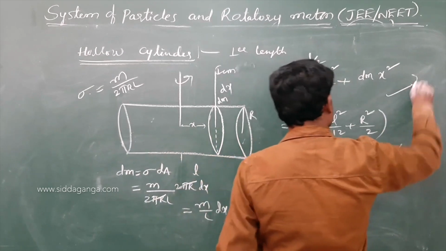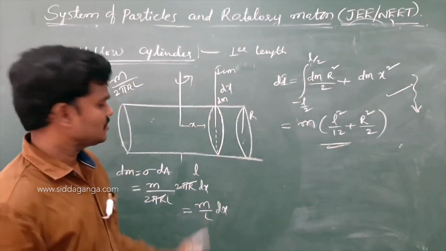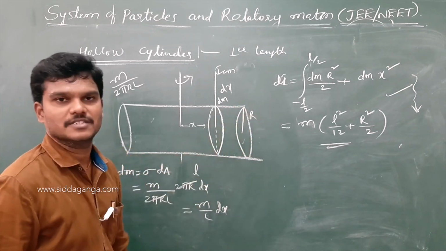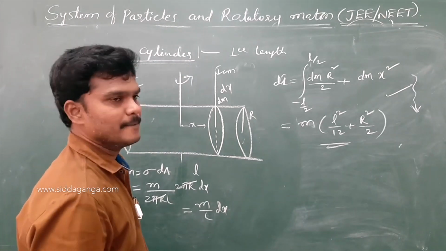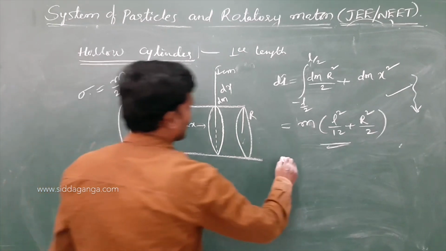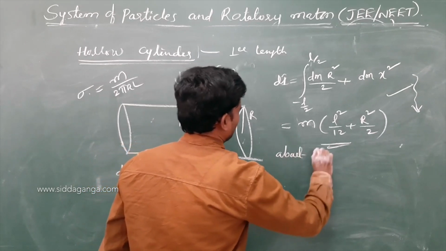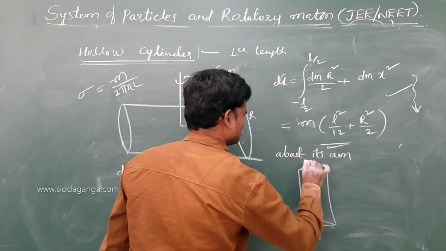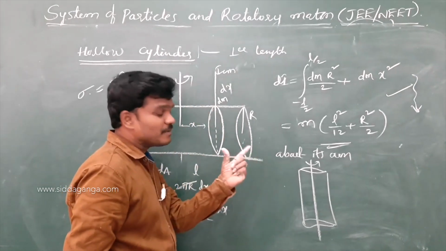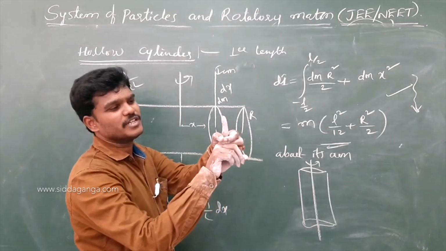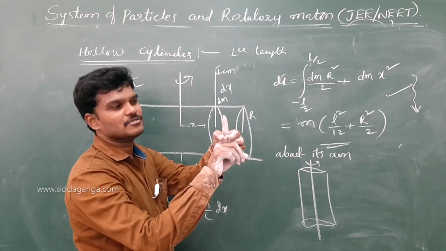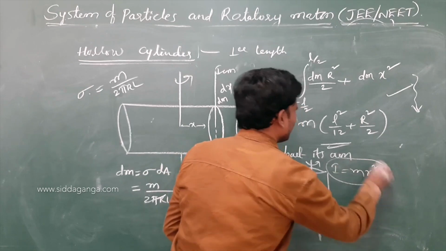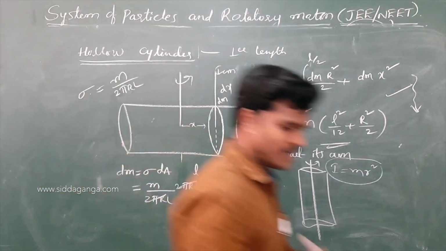Okay, here I am missing 2 steps. Try to solve this at least. Substitute this dm and substitute the integration with the limits. You will get the answer: l square by 12 plus r square by 2, times m. Okay. And about its own axis, like this, if you cut this small part, that small part is like a ring. For this ring, the axis passing through the center perpendicular to the plane gives mr square. So for this ring the formula is mr square. Keep in mind, about its own axis, mr square.